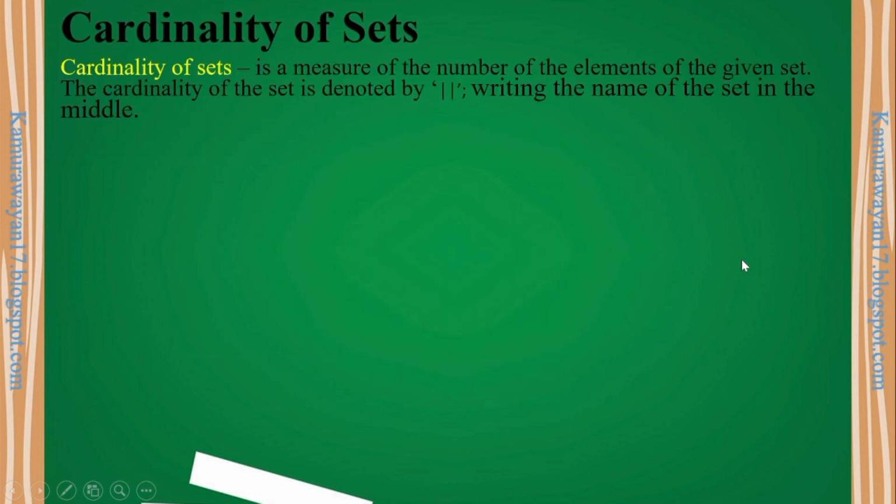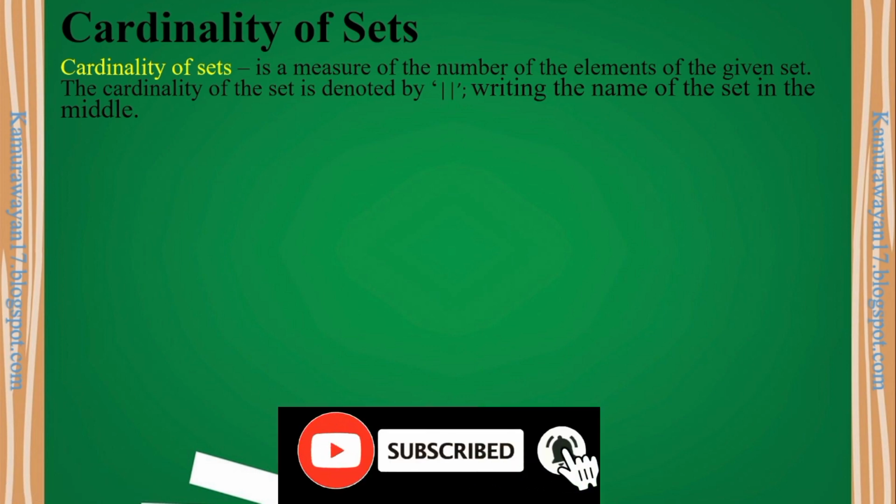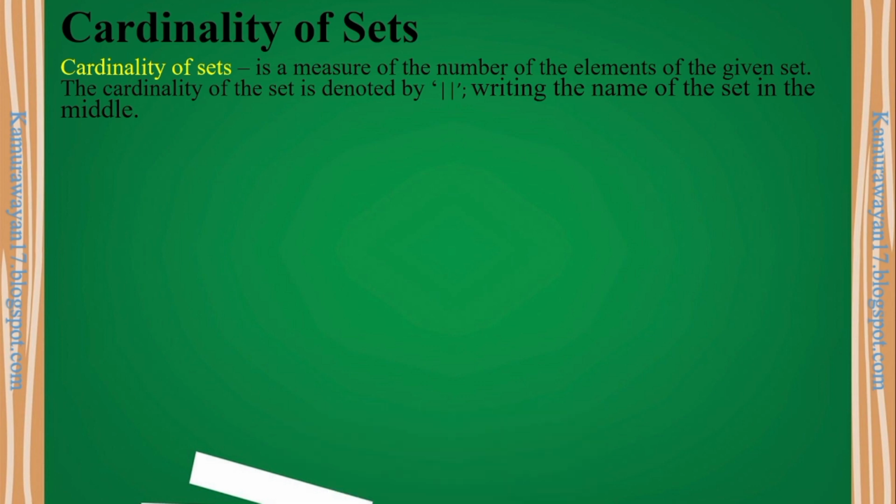Cardinality of a set. Pag sinabi po natin cardinality, it is a measure of the number of elements of the given set. The cardinality of a set is denoted by parallel lines, writing the name of the set in the middle. Ilalagay po natin yung name ng set sa middle ng dalawang linya. Kung ilan yung bilang ng elements natin, that is the cardinality of the set.